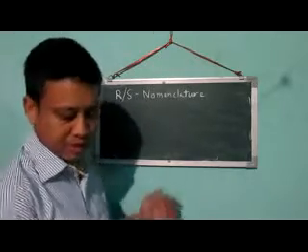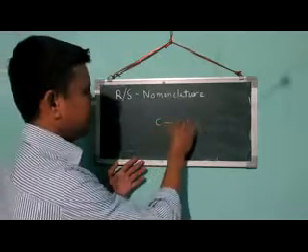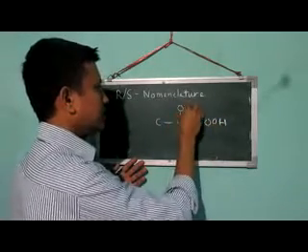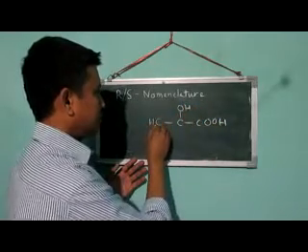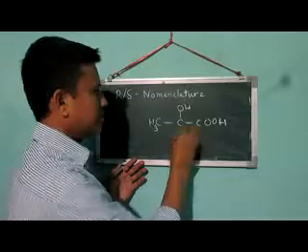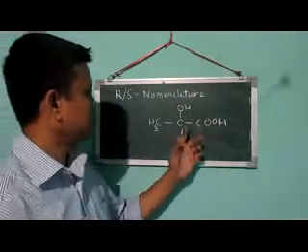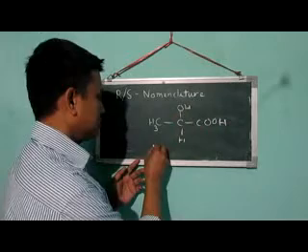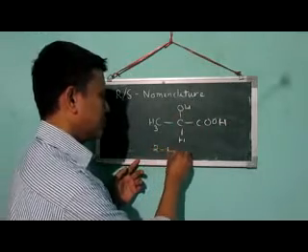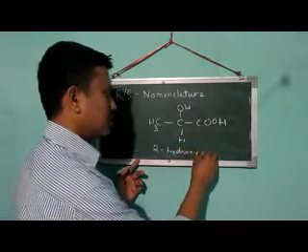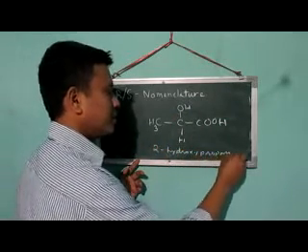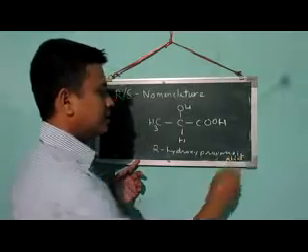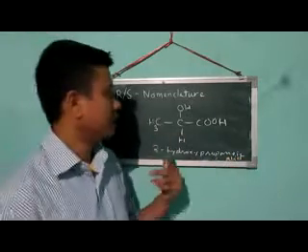Suppose we have a structure like this one. This is our structure. Suppose this is 1, 2, 3. So it is 2-hydroxy propanoic acid. Now in this structure, this is IUPAC nomenclature.